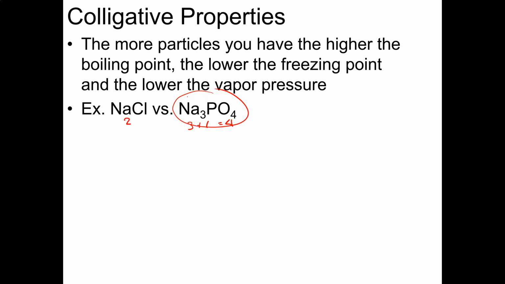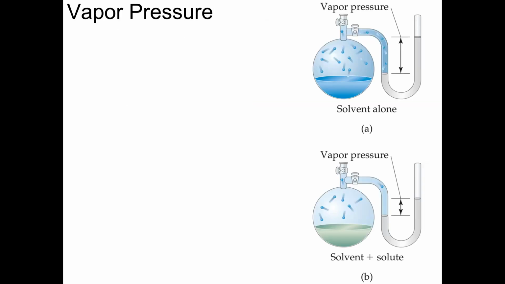Why? More particles. So if the molality is identical for both of them, the one that has the most particles will have not only the highest boiling point, but also the lowest freezing point and the lowest vapor pressure. All right, vapor pressure is just basically the gas directly above a liquid produced by the liquid. So any liquid you have is going to have some of its content converted to a gaseous phase. And that pressure created by that liquid's gas is called the vapor pressure. So vapor pressure is basically produced by a liquid on its own.